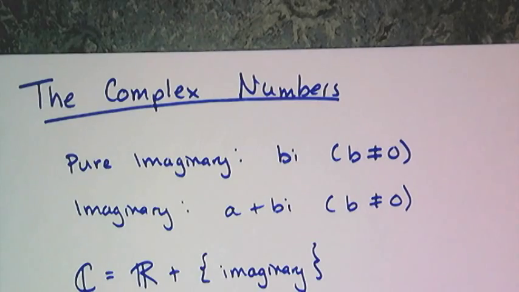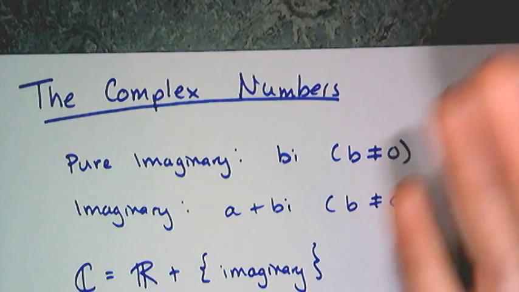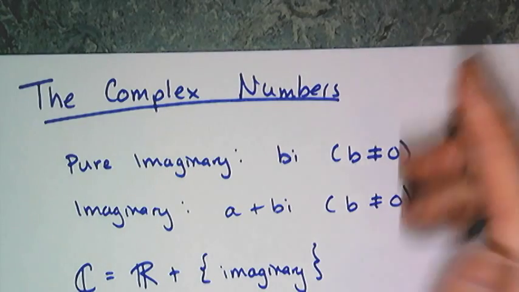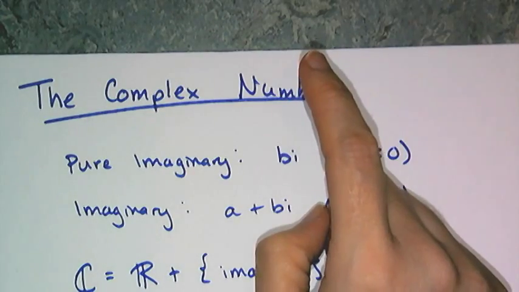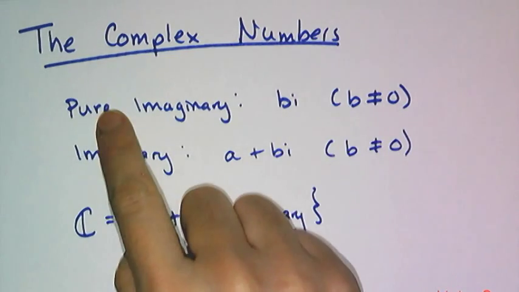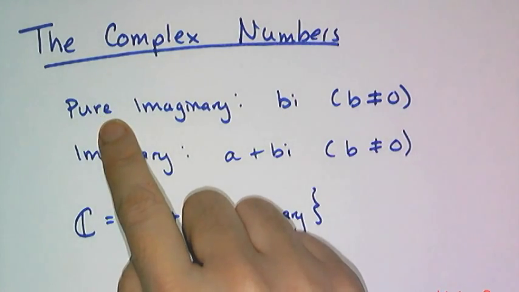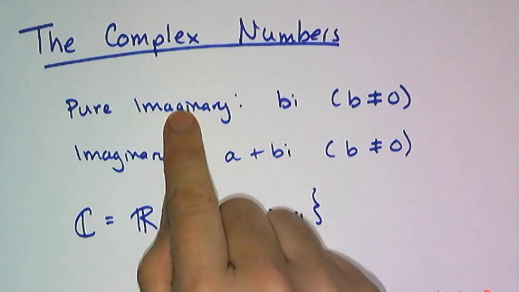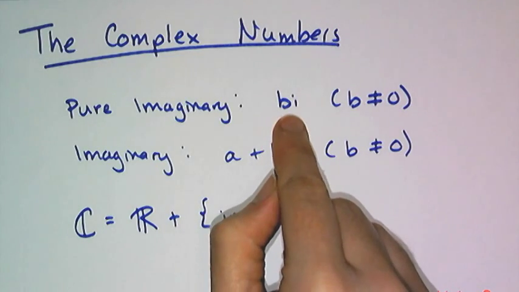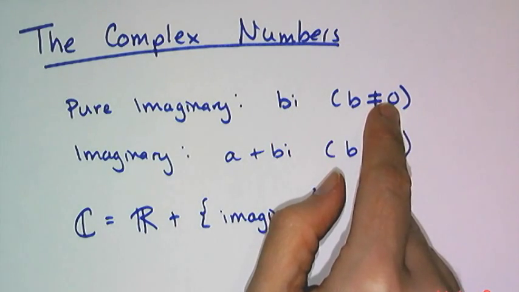So now that we've seen a little bit of the imaginary numbers in action, we can define our new number system, which is the complex number system. The complex number system has some subsets that we need to make clear. First, there is a subset of numbers called the pure imaginary numbers, meaning they only have an imaginary component, that is bi, where b is not equal to 0.